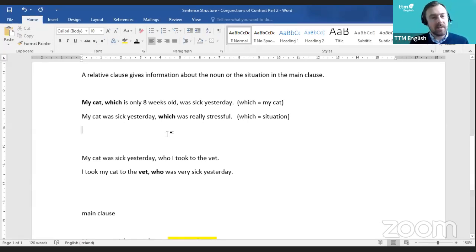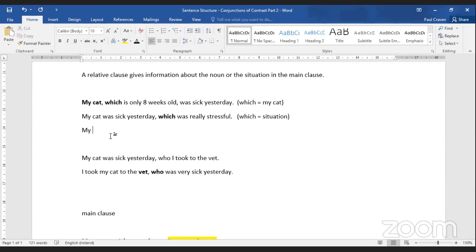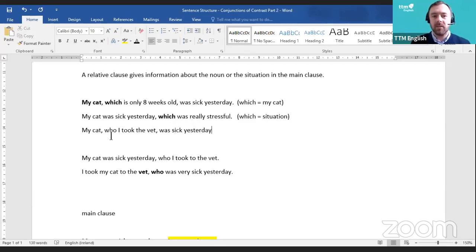So I think, Nissan Salah, you were going to give me the correct sentence. My cat, who I took to the vet, comma, was sick yesterday. Now you can do that, but it probably wouldn't be the best. I think the best way to do it is probably how Mahela said it earlier: I took my cat to the vet yesterday because it was sick. That's probably the best way to do it. But this just shows that you can.